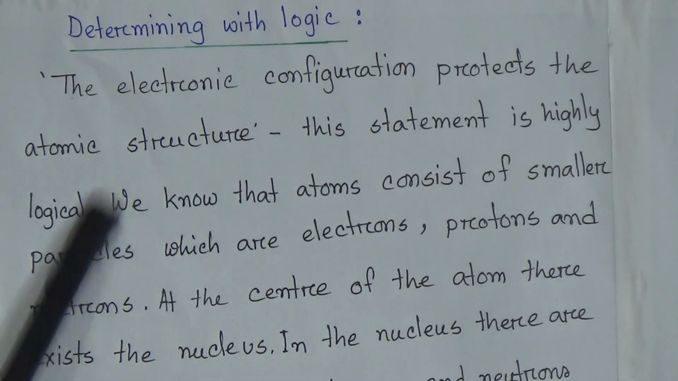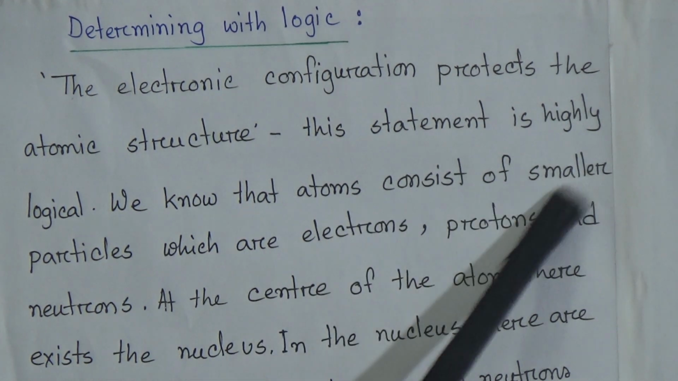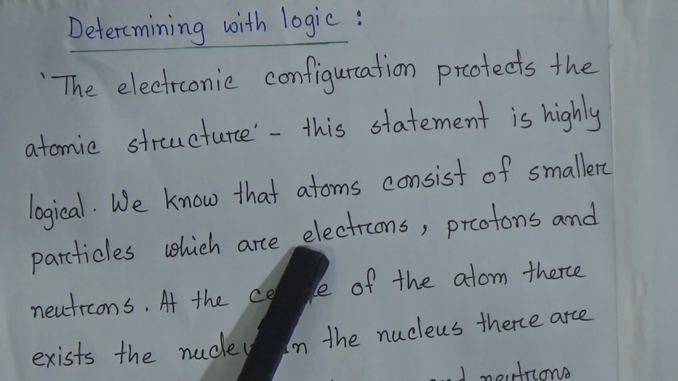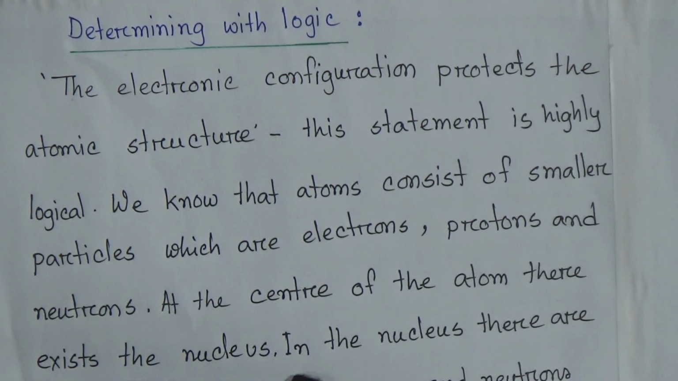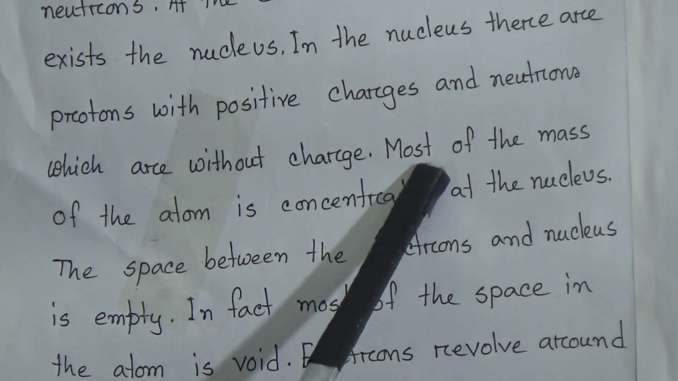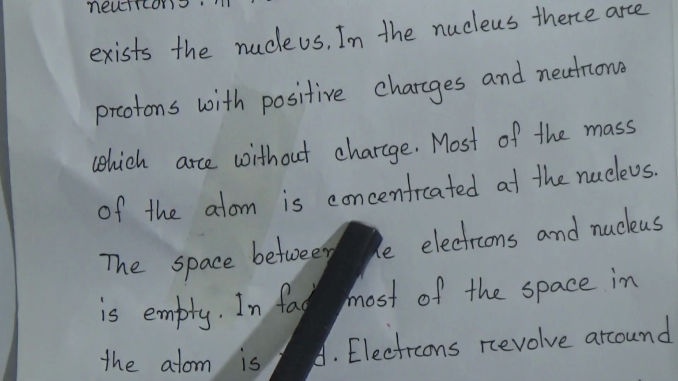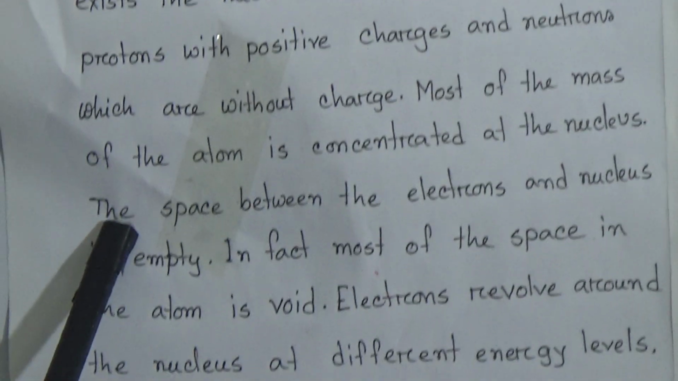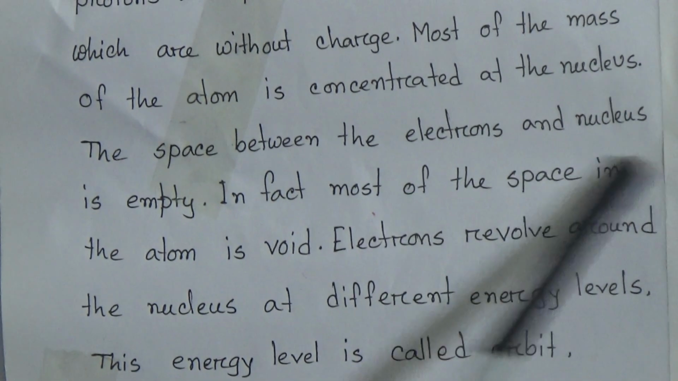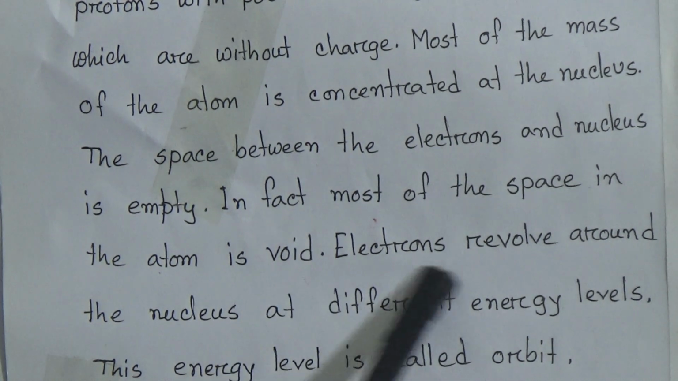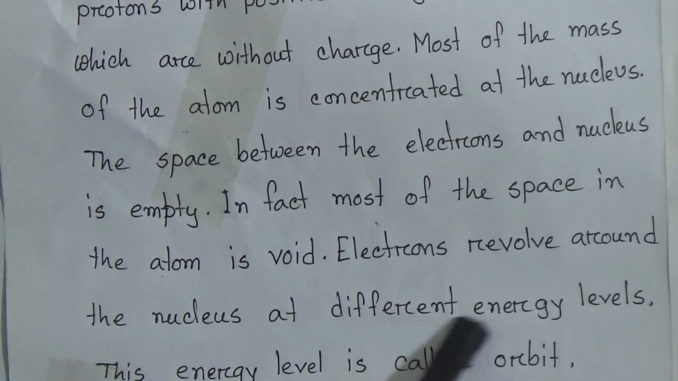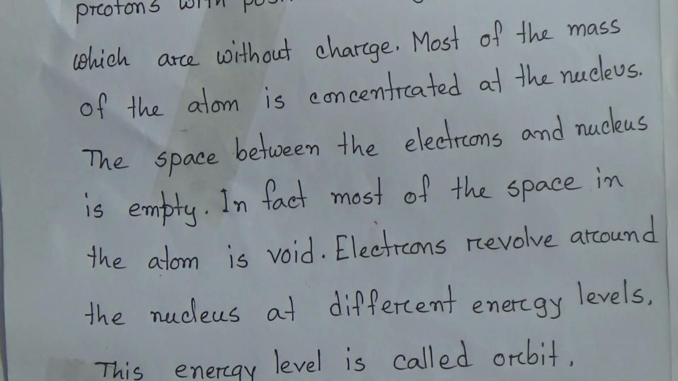This statement is highly logical. We know that atoms consist of smaller particles which are electrons, protons and neutrons. At the center of the atom there exists the nucleus. In the nucleus there are protons with positive charges and neutrons which are without charge, or charge neutral, and most of the mass of the atom is concentrated at the nucleus, and the space between the electrons and nucleus is empty. In fact, most of the space in the atom is void. Electrons revolve around the nucleus at different energy levels. This energy level is called an orbit.